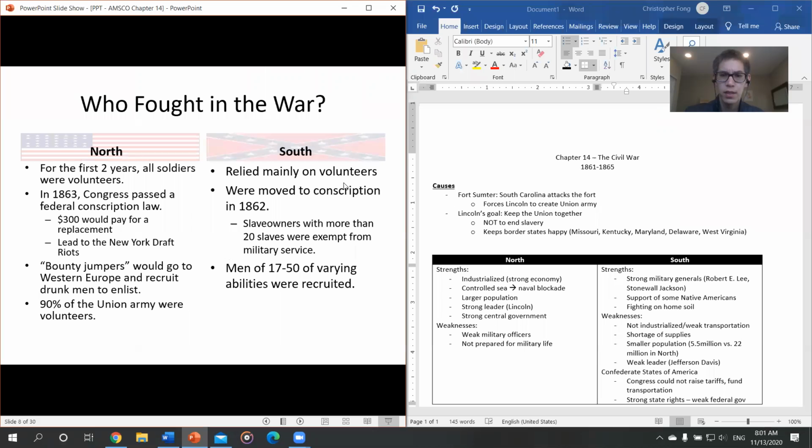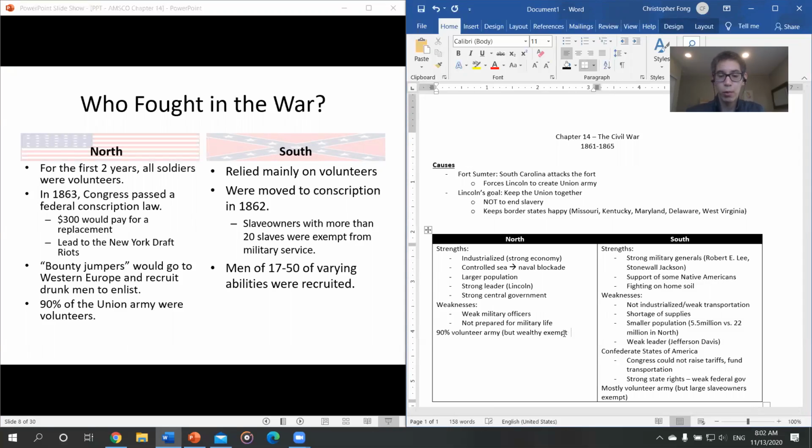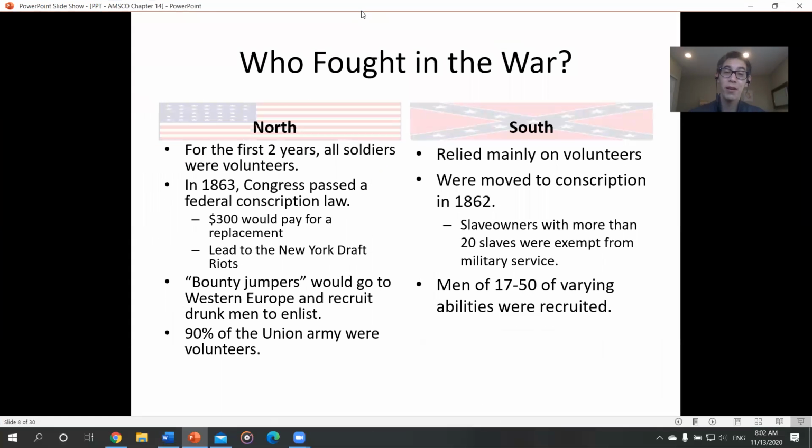So with both of these, we are seeing a 90% volunteer army in the North. And in the South, again, mostly a volunteer army, but large slave owners were exempt. And same thing here: the wealthy were exempt, or they could be exempt if they wanted to pay their way out. It's a trend in American history of the poor working class having to carry the burden of war.